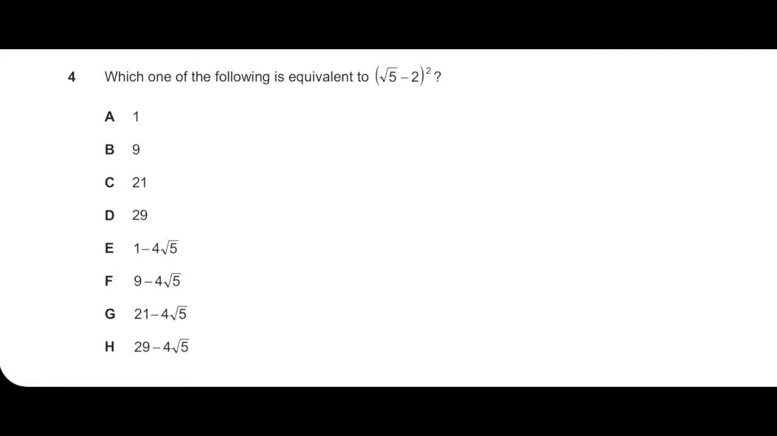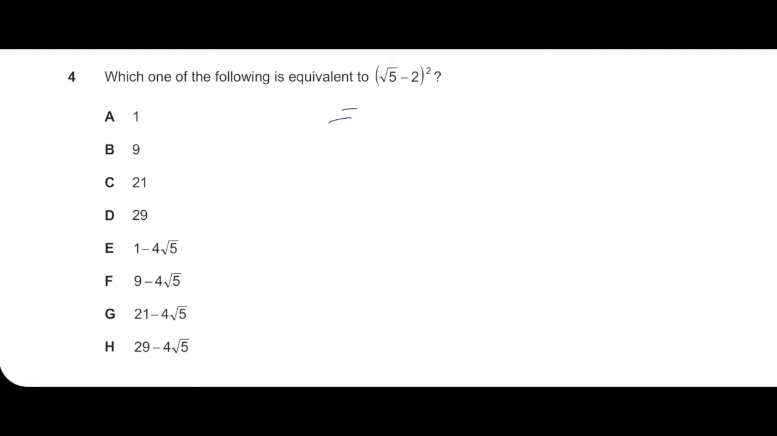Question number 4. Which one of the following is equivalent to (√5 − 2)²? So this question is a calculate question. You cannot use any deduction at all to work out your answer. And this question is combining your knowledge of quadratic equations as well as surds. So let's get right into the question.